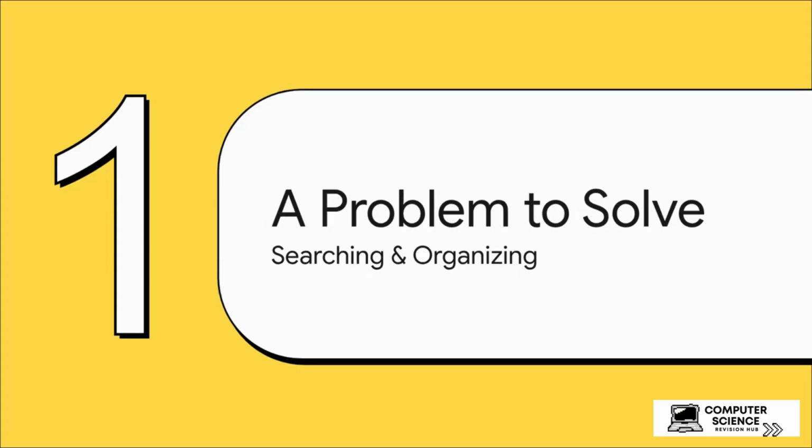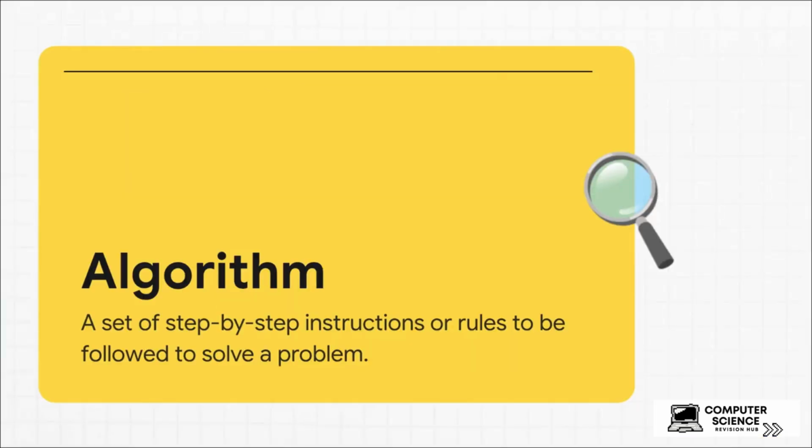You see, at their heart, all these super complex tasks really boil down to some pretty basic problems. Problems like searching for a piece of information or organizing a messy pile of it into something useful. And for every single problem, computer science has a strategy, a recipe for solving it. And that recipe? That's what we call an algorithm.